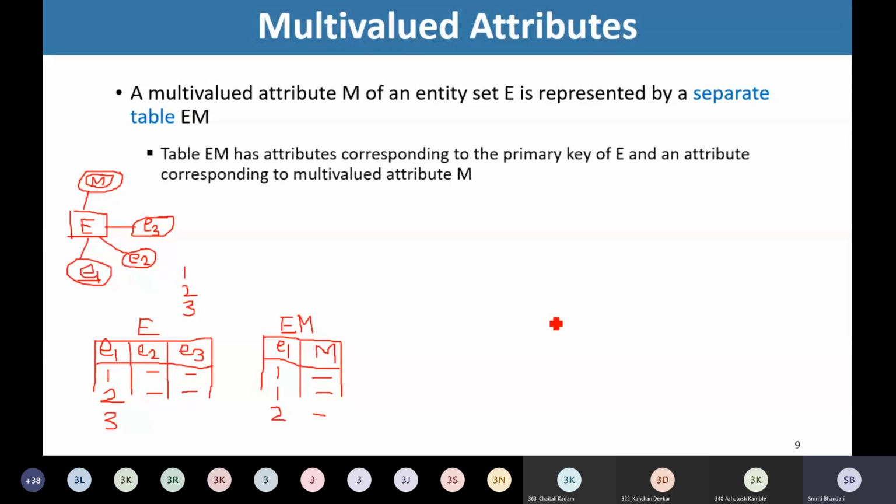Right? So I hope you must have understood the concept. Okay? So what we are going to do is, table EM, that is a new separate table, will be having the attributes corresponding to the primary key of entity set E and an attribute corresponding to the multi-valued attribute M. So E1 and M.